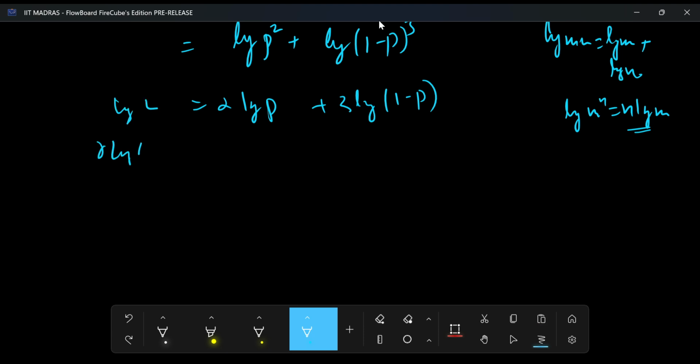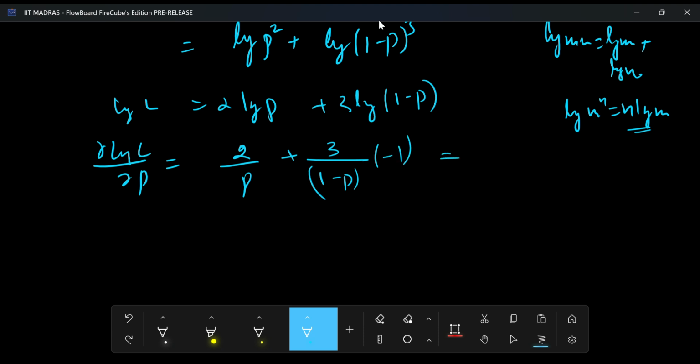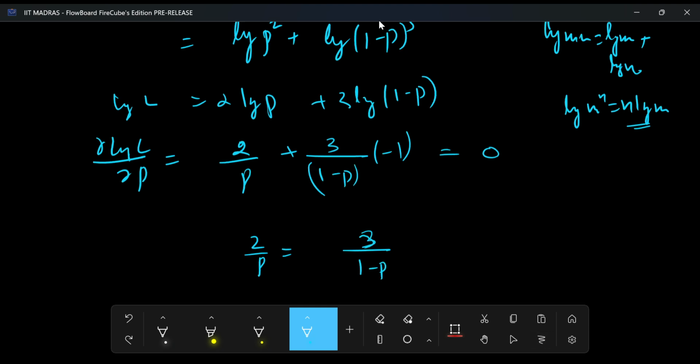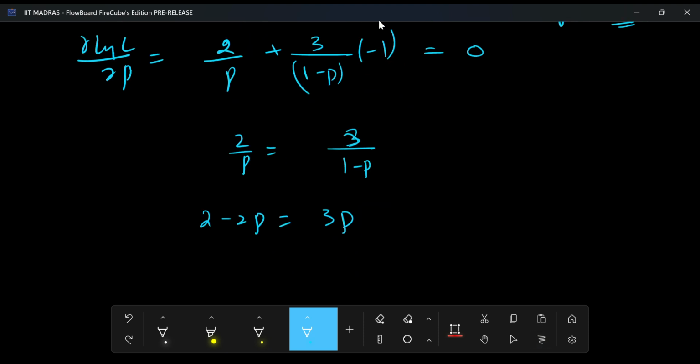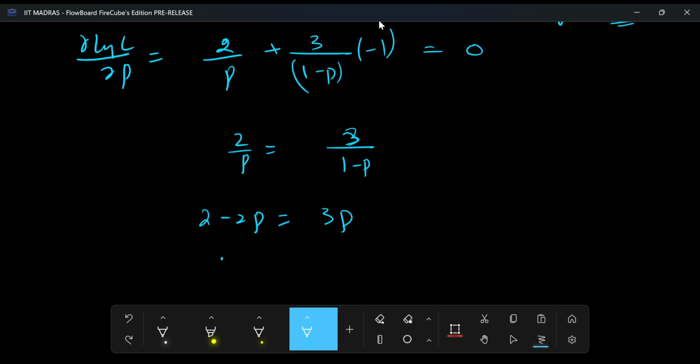So differentiate the log likelihood function with respect to p. So this is 2 by p plus 3 by (1 minus p) times minus 1. The internal differentiation of this is minus 1. So put this equal to 0. So 2 divided by p is equal to 3 divided by (1 minus p). So this is 2 minus 2p is equal to 3p. Cross multiplication of this. So this is 2 is equal to 5p.